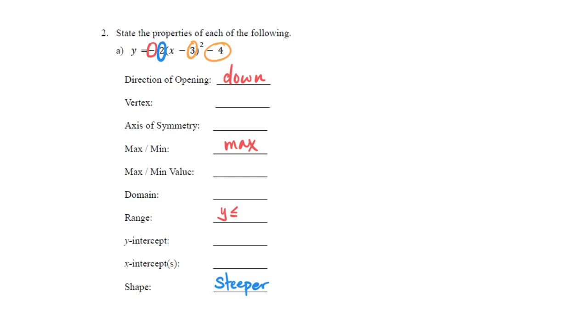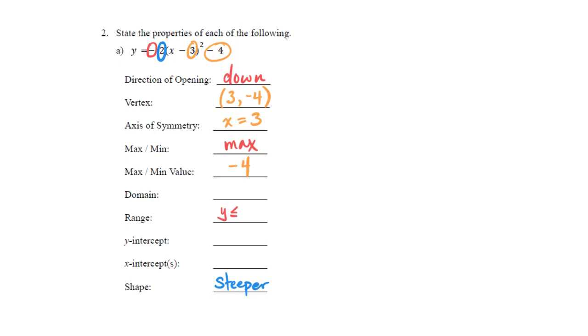My orange is going to tell me my vertex. Shifted to the right 3, down 4. Because I know my vertex, then I know my axis of symmetry. I know my maximum value. It doesn't tell me anything about the domain, nor the y-intercept or the x-intercept, but it gives me those 3. Okay, I want to go through and I want to fill in the rest.